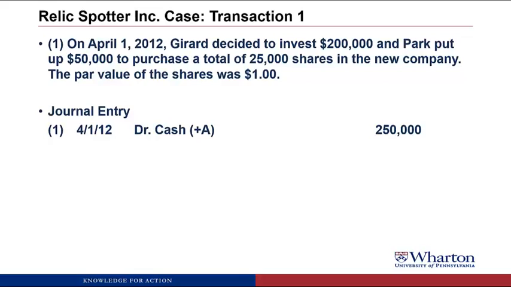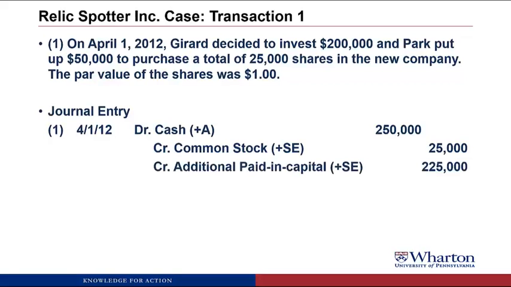We also have a $250,000 increase in contributed capital, which is stockholders' equity. We increase stockholders' equity with a credit, but remember with par value, we have to split it into two parts. There's a credit to common stock, which is the par value, $1 times the number of shares, 25,000, which is $25,000. The other credit is to additional paid-in capital, or APIC, for $225,000. And that's the number that we need so that debits equal credits.